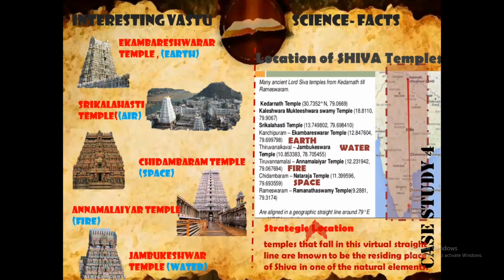The Nataraja temple in Chidambaram. Shiva is worshipped in the form of Lord Nataraja and it is related to space. The Kalahasti temple in Andhra Pradesh. Shiva is worshipped in the form of a Vayulingam and it is related to air.